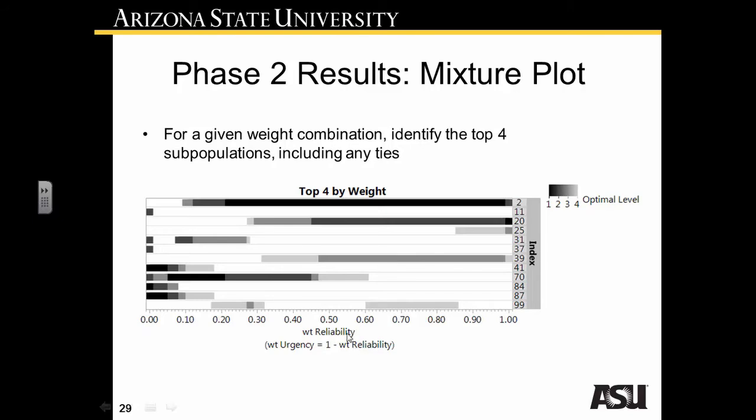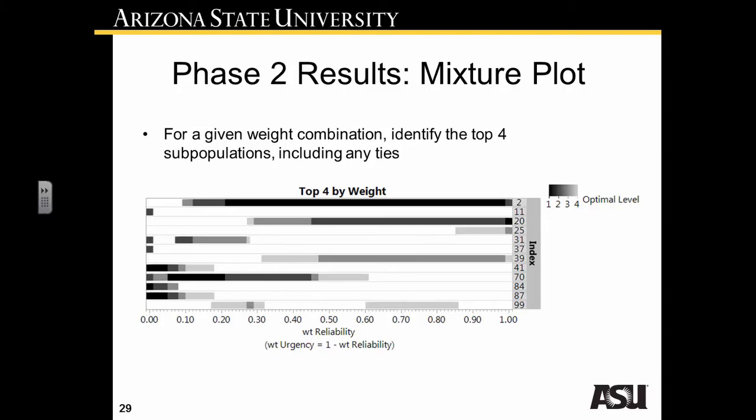So by default then, the weight on urgency is 1 minus this weight on reliability. This y-axis here is our ID column, right? It's the index. So this allows us to identify the subpopulation so we can keep track of them. This graph is on a black to gray scale, so a black box here indicates that it was the top solution. It had the highest desirability function score at a given weight combination. And then in decreasing intensity, you see the second, third, and fourth best options. And a white box indicates that it wasn't a top solution or a top 4 solution at that weight combination.